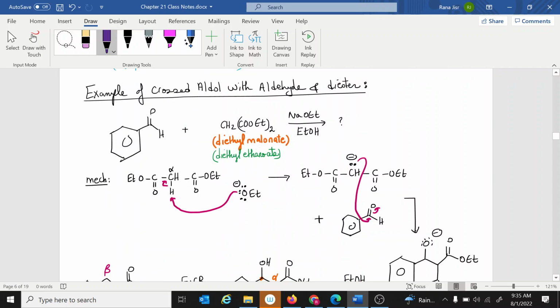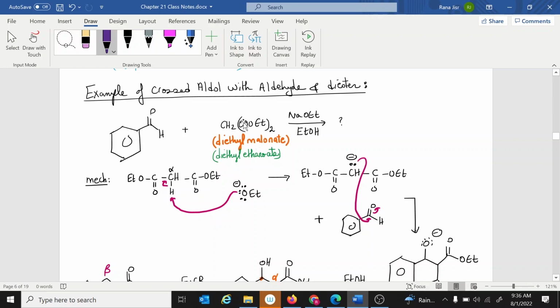More examples of crossed aldol condensation. The moment I start with an aldehyde, this is called an aldol condensation. If the aldehydes are the same, or if the ketones are the same, then it's going to be called simply aldol. If the aldehydes and ketones are different, then it's going to be called crossed or mixed aldol.